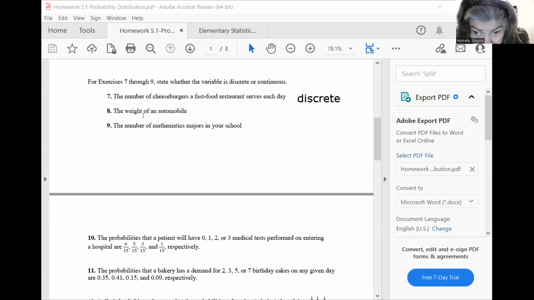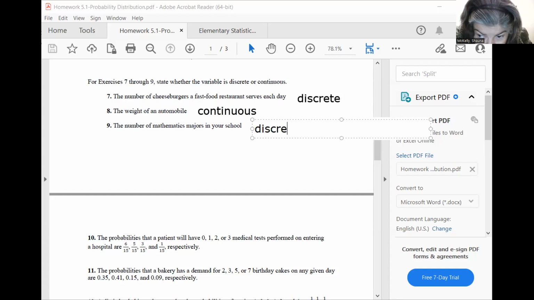Now, the weight of an automobile, would you count weight? In which case it would be discrete. Or would you measure weight? Because if you would count it, then it's discrete. If you would measure it, then it's continuous. This is a continuous variable, okay? The number of mathematics majors in your school, we went through something similar earlier. This is discrete. So those are there for you if you need it, okay?